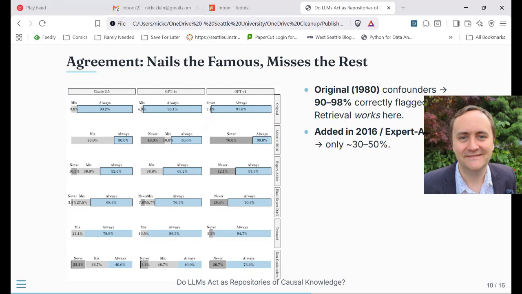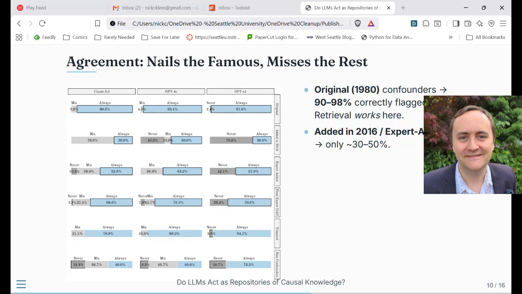We don't want blue there because blue says that something that is not a confounder is a confounder. That's a misclassification. So the large language models do a very good job at classifying the original set of confounders, right? So that original 1980 study, very famous, and if that original study said that the variable was a confounder, then the large language model also generally says that it's a confounder. 90 to 98% of the variables that were flagged as confounders in that study are also flagged as confounders by the large language model. It does a great job on those.